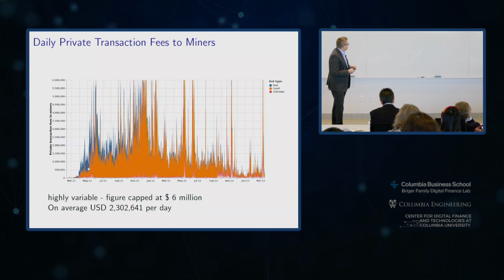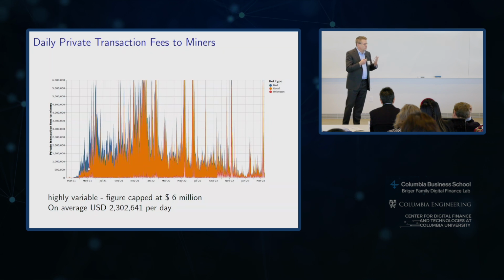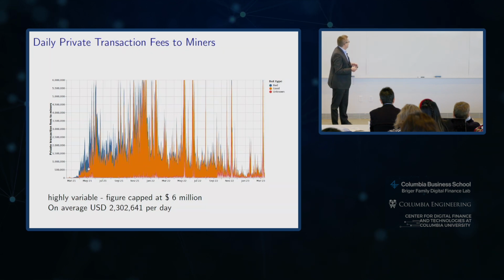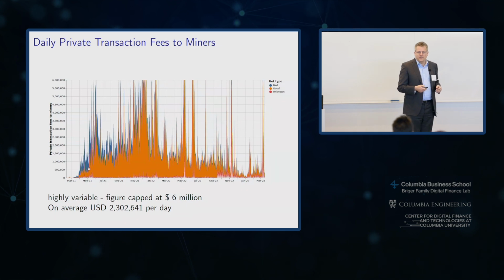If you look at good bots versus bad bots, the bad bots are blue and the good bots are orange. And we can see that over time there's more good bot activity than bad bot activity in terms of fees paid to miners. And we have about $2.3 million MEV paid per day on average.